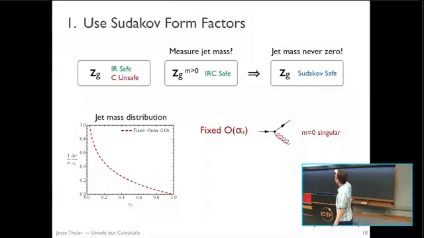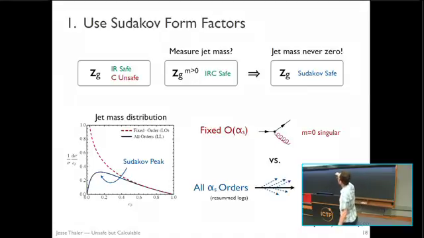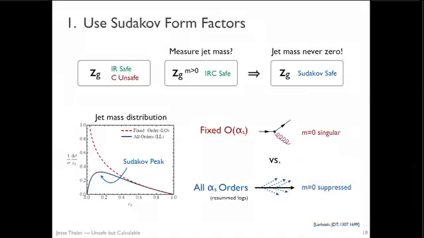And if I go not at fixed order in alpha s, marching order by order in alpha s, but just account for the fact that I can have multiple emissions and work at all alpha s orders and resum logs, then actually this singular structure turns over and you get something that's known as a Sudakov peak, or this structure here is known as a Sudakov form factor. It's a form factor that regulates the divergence at m equals zero.